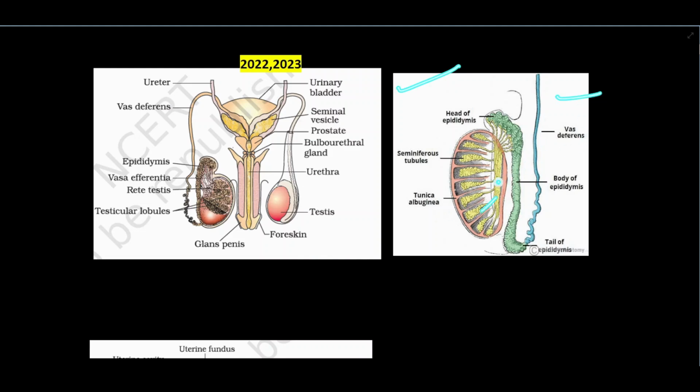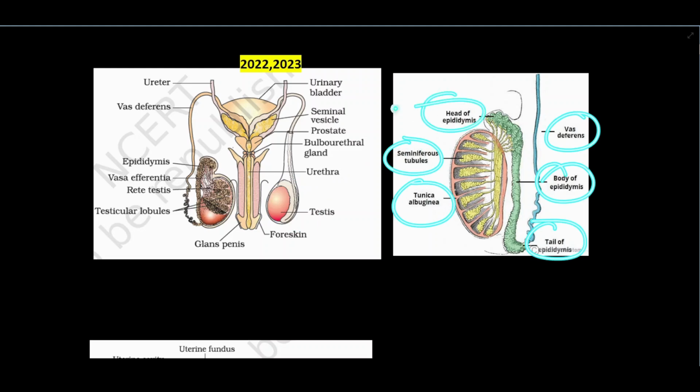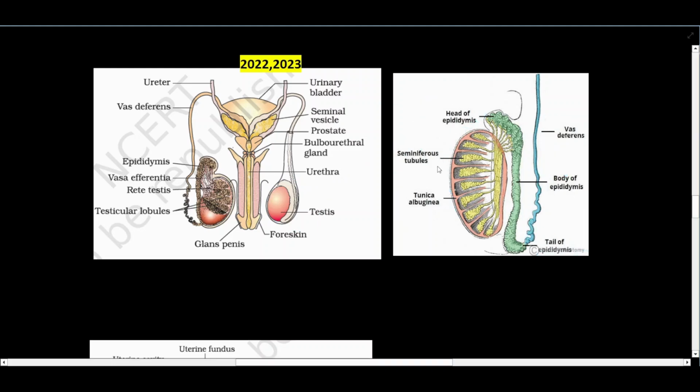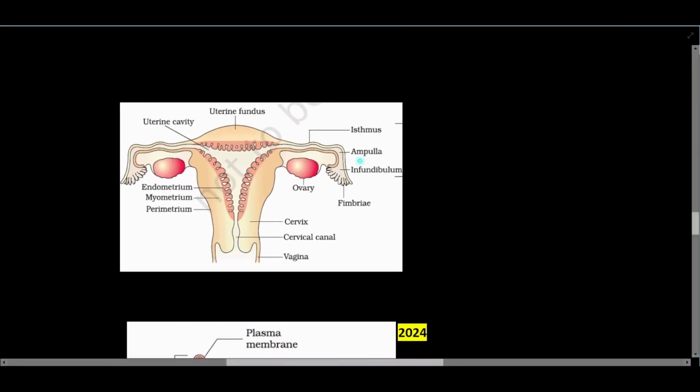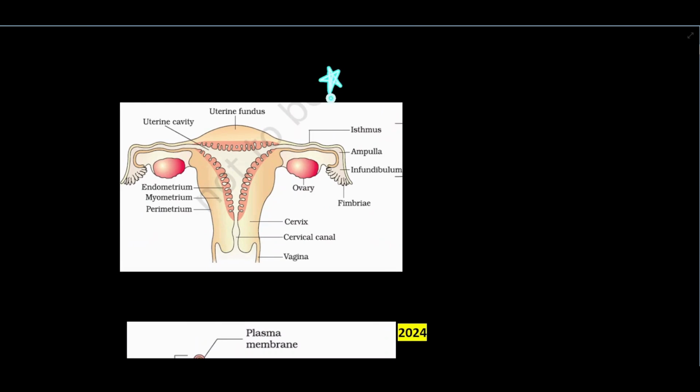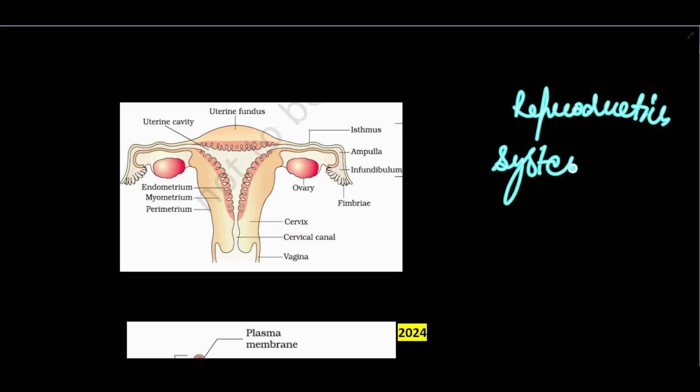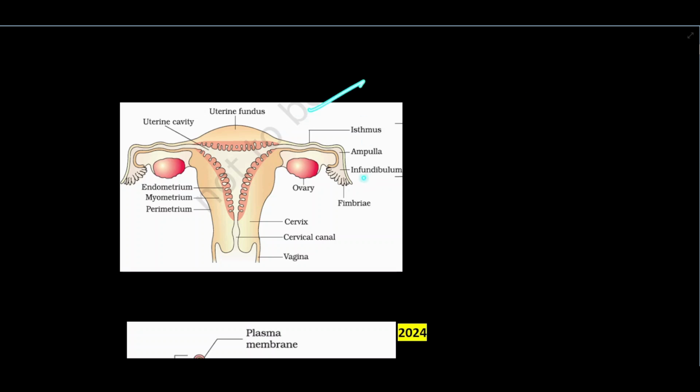The next structure is the structure of one testis. One testis looks like this, and each and every part of this testis is also important, so you should know about it. The next most important structure is the female reproductive system. In your lower classes you all have studied this structure.